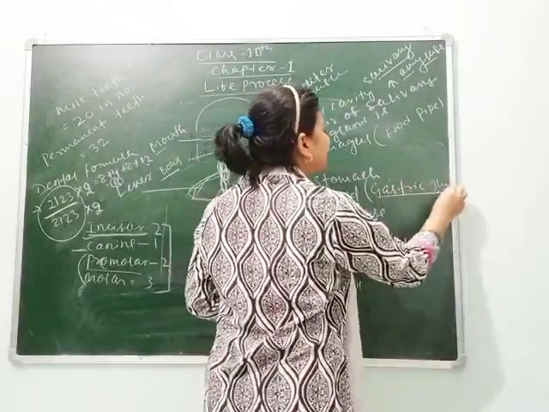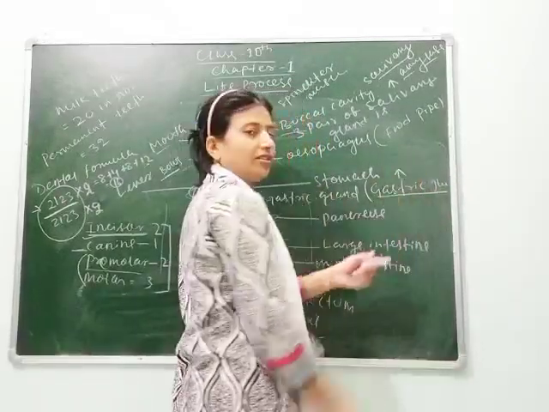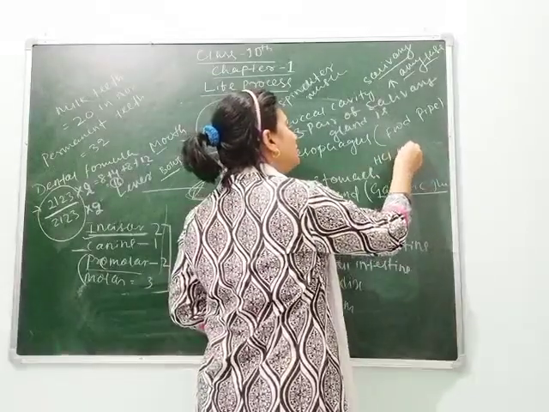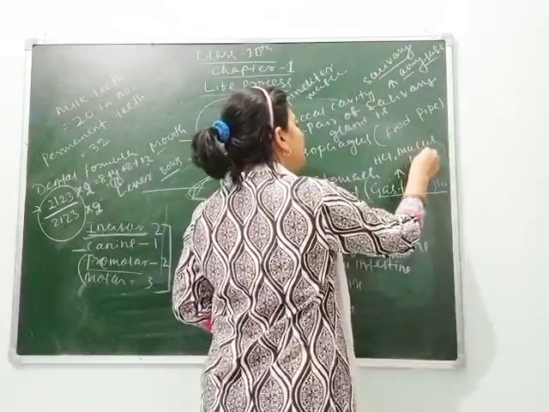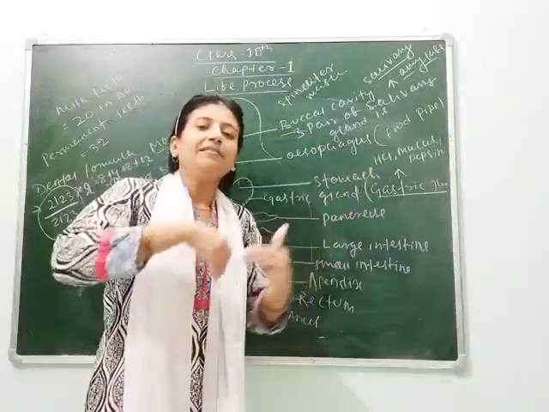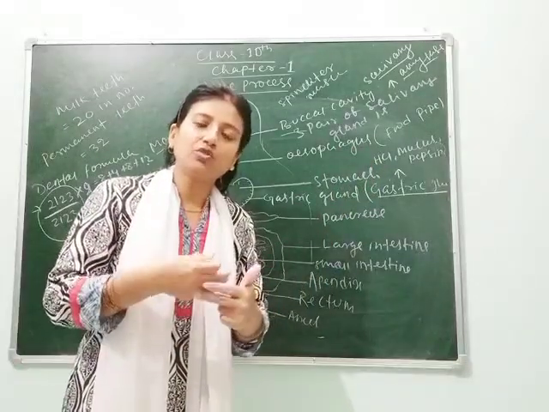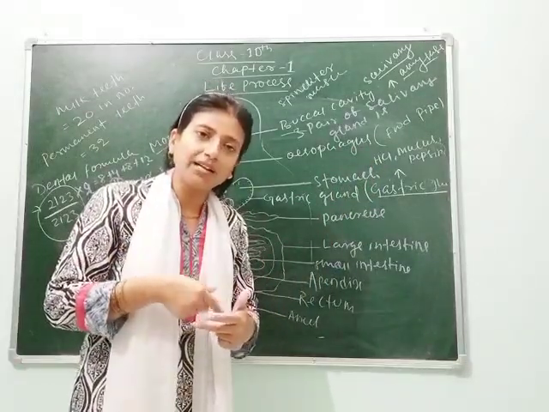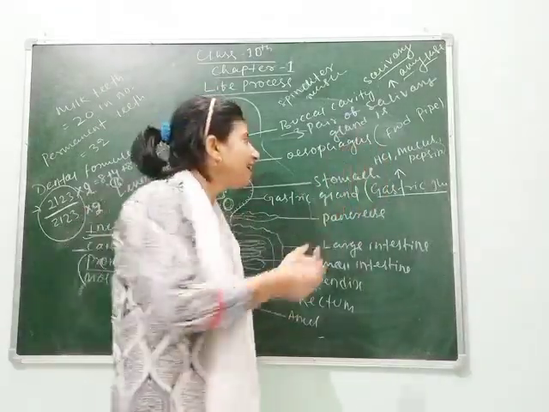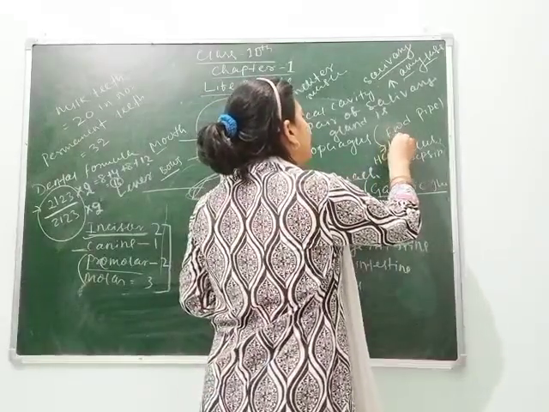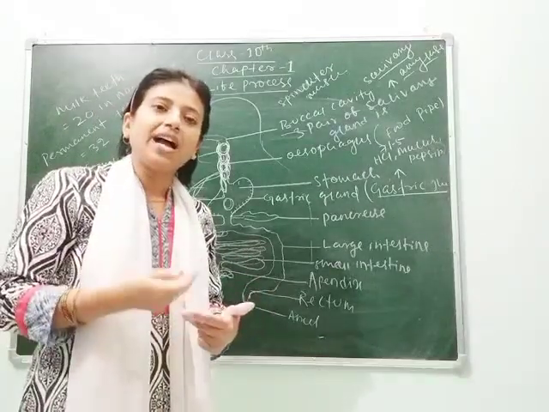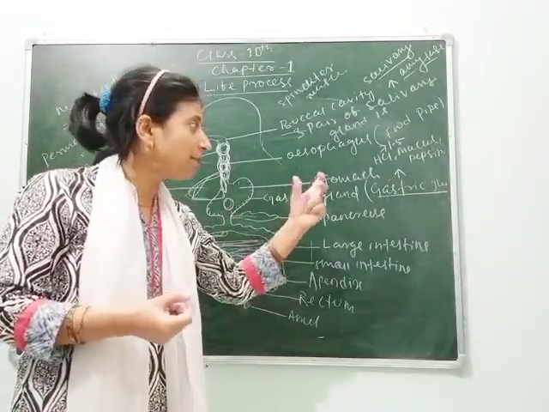And the gastric juice contains, see students, look at the blackboard, HCl, mucus and pepsin. Clear? HCl makes the food acidic. In the stomach, gastric glands secrete HCl, which is called hydrochloric acid, and its pH is 1.5. So it is highly acidic and it converts the food acidic, as well as kills the microorganisms that are present in the food.